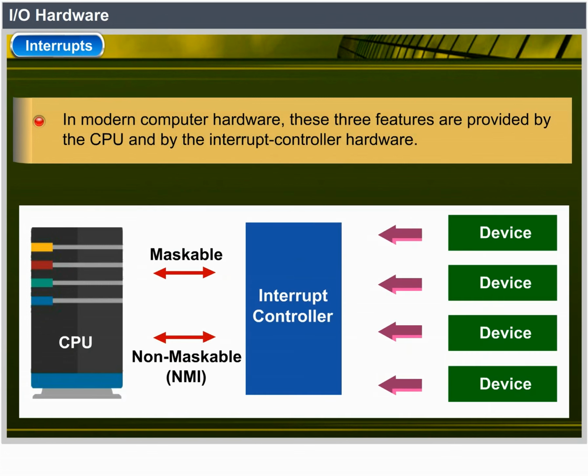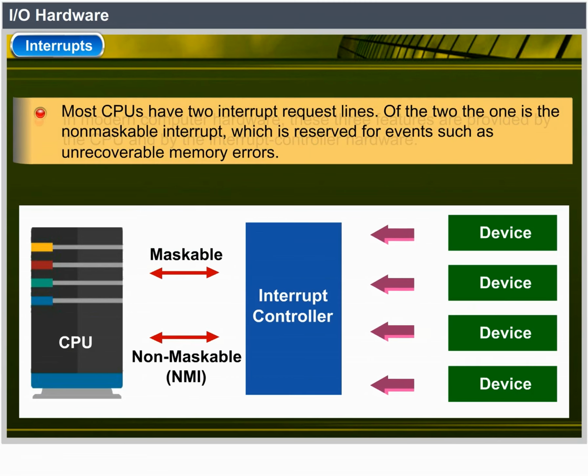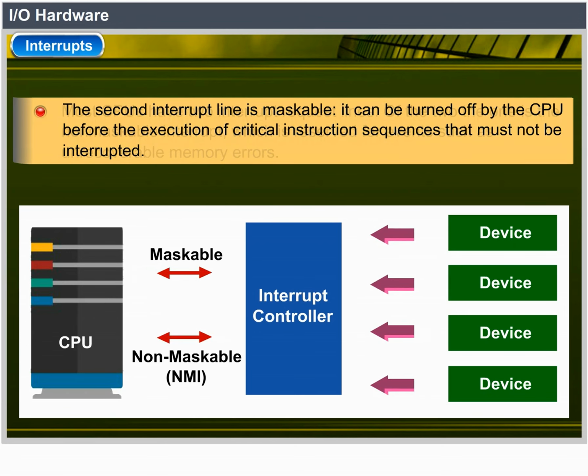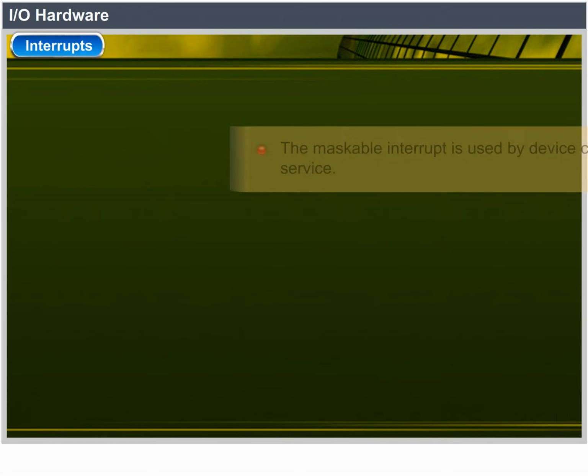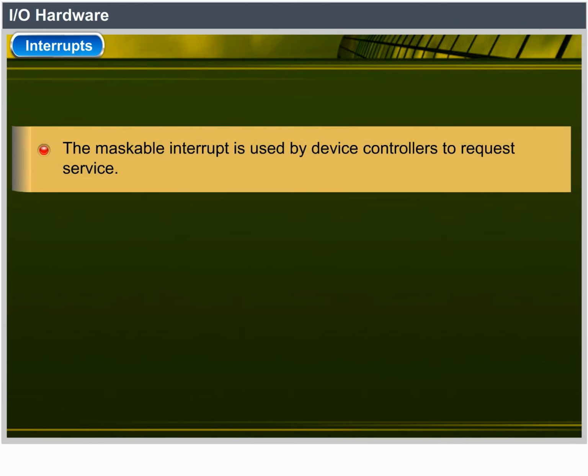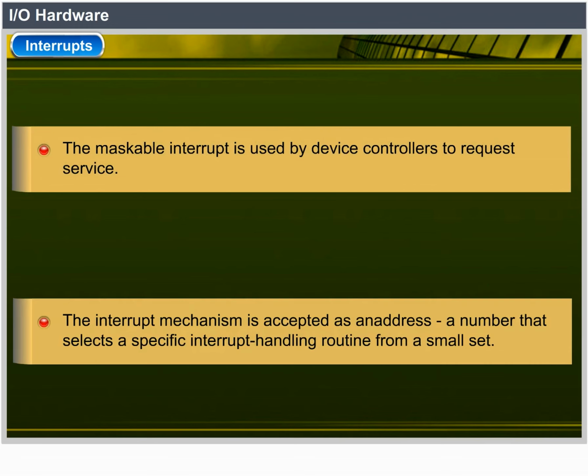Most CPUs have two interrupt request lines. One is the non-maskable interrupt, which is reserved for events such as unrecoverable memory errors. The second interrupt line is maskable. It can be turned off by the CPU before the execution of critical instruction sequences that must not be interrupted. The maskable interrupt is used by device controllers to request service. The interrupt mechanism accepts an address, a number that selects a specific interrupt handling routine from a small set.